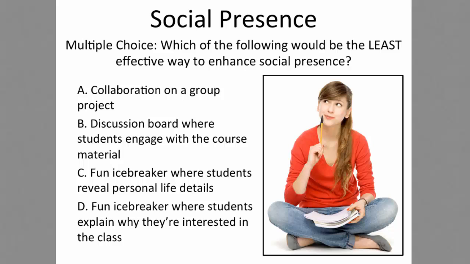So what I'd like you to do is I'm going to change the polling to ABCD, and I'd like you to select which of the following would be the least effective way to enhance social presence.